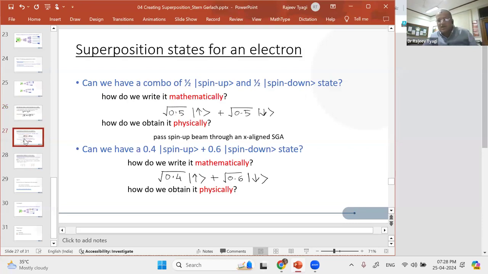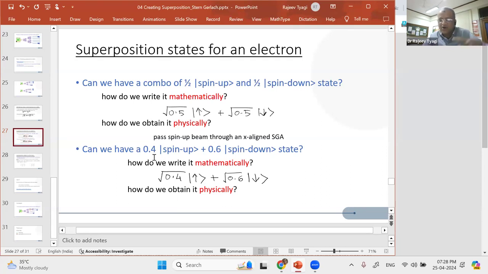Now, for an electron, can you have a combo of half spin up, half spin down? 50% spin up, 50% spin down? Yes. You write it like this. Square it. You get 0.5 spin up. Square it. You get 0.5 spin down. But how do we obtain it physically? You obtain it physically by passing a spin-up beam through an X-aligned SGA, Stern-Gerlach apparatus.